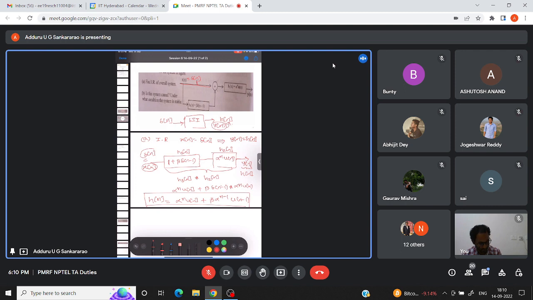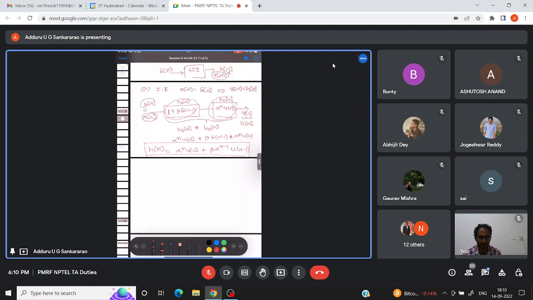Okay, so these two blocks are parallel. Then this block and this block are cascaded. Based on that, we are getting the overall impulse response: alpha power n u of n plus beta alpha power n minus 1 u of n minus 1. This is the overall impulse response. Is that okay, or do you have any doubts in that?